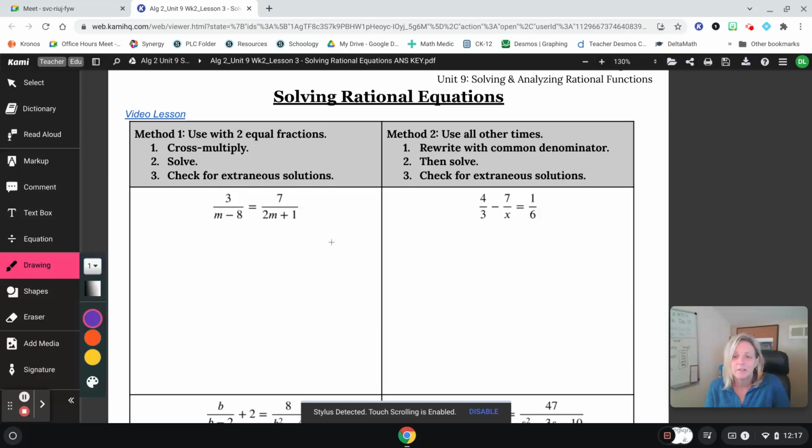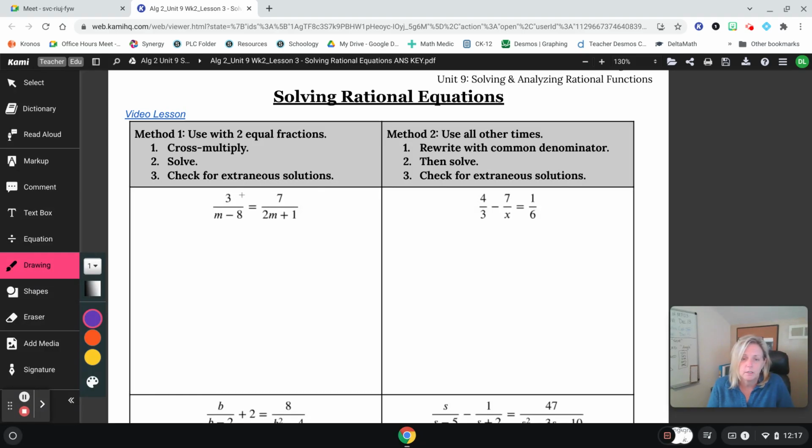In this lesson, we're going to look at solving rational equations. There's two methods that you can use. I prefer the cross multiply and divide method. But the problem is you can't do that if you have addition or subtraction, so we can only do that with two equal fractions. This first example does have two equal fractions.